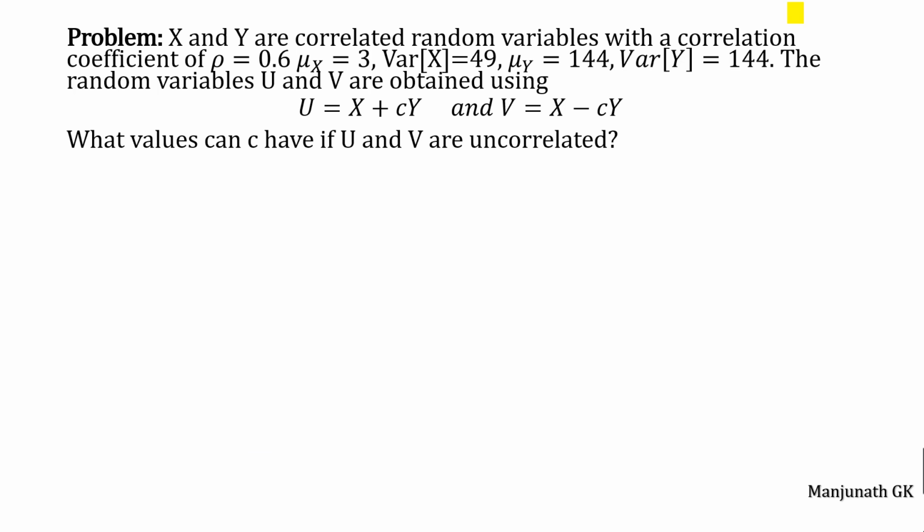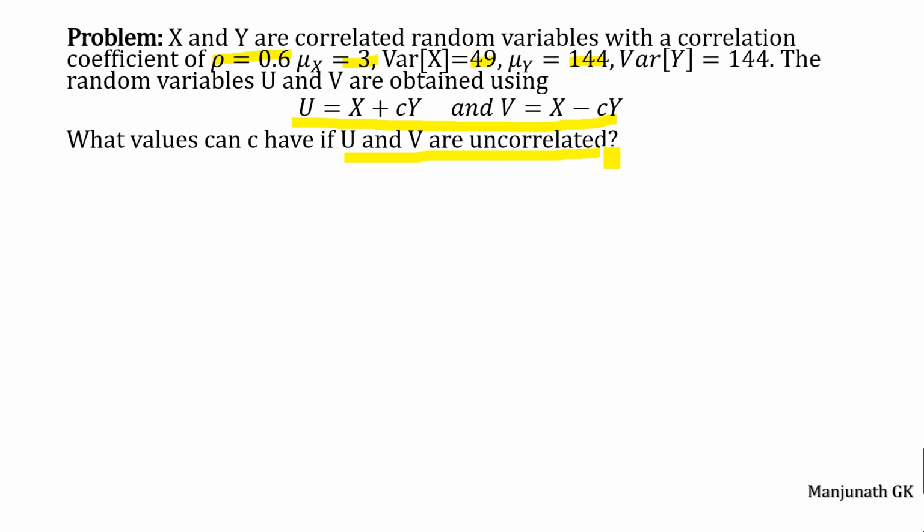So x and y are correlated random variables with a correlation coefficient of 0.6. Mean of x is given as 0.3. Variance of x is given as 49. Mean of y is given as 144. Variance of y is given as 144. The random variables u and v are obtained using these two relations. Random variable u is defined in terms of x and y. Random variable v is defined in terms of x and y. What values can C have if u and v are uncorrelated?